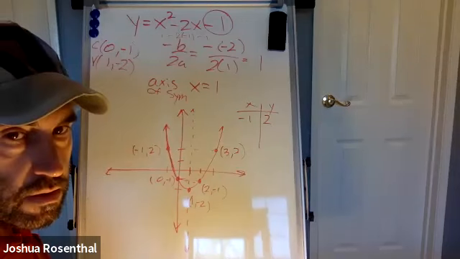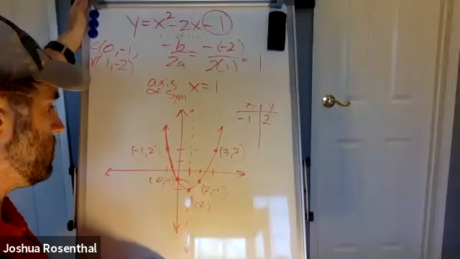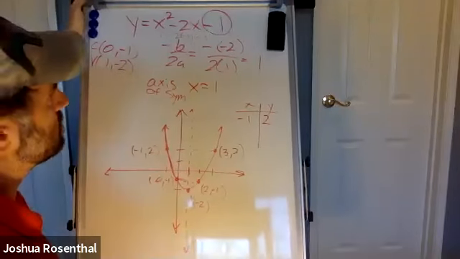Could you get the negative 2 in the y-intercept, or in the vertex? The what? The negative 2. Where do you see negative 2? The vertex. Oh, how did I get it? I plugged x as 1 into the equation.